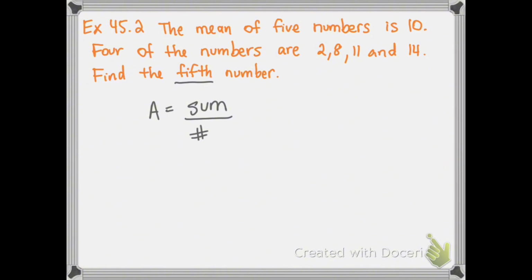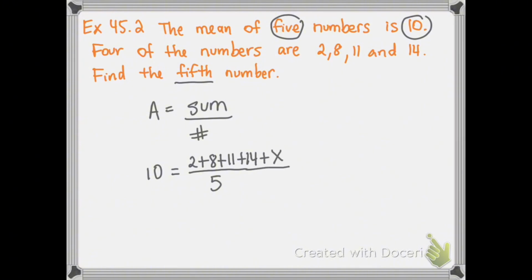So what do we have here? They're already giving us the average, that's 10. And they're telling us how many numbers we have. It's 5 numbers. So what we have to do here on top is add the numbers that they give us. But they're only giving us 4, so we have to put an extra x for the 5th number that we want to find. So the first thing that we're going to do to solve for x is pass the 5 that is dividing to multiply.